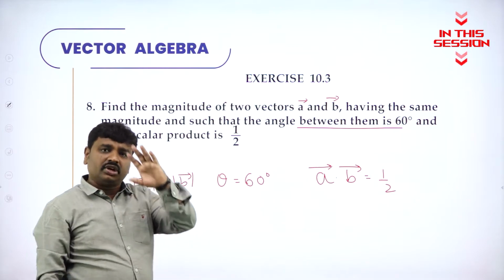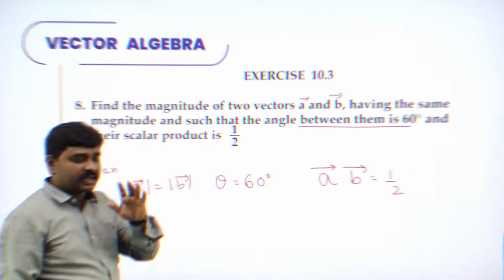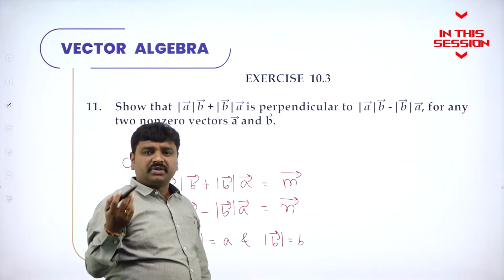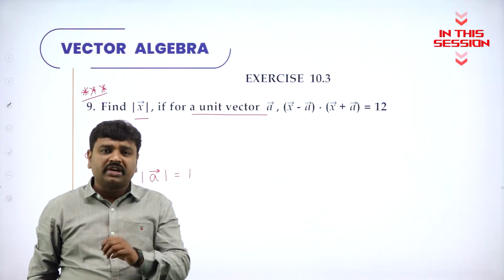So they gave find the magnitude of two vectors. They want magnitude A value, magnitude B value. But they give magnitude A and magnitude B both are same. Vector A is equal to A1 i cap, B1 j cap, C1 k cap. Vector B is equal to A2 i cap, B2 j cap, C2 k cap. And unit vector means a vector whose magnitude is 1.